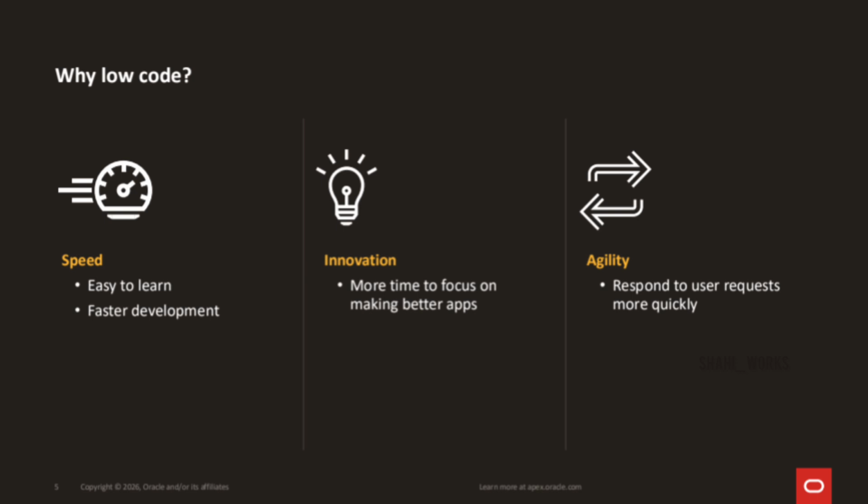So what is low code? I have already mentioned it is low code, meaning that it is rapidly very easy development of the application. Within a day or weeks we can create an application. So speed, it is easy to learn and faster development. Innovation means it takes more time to focus on making the better app. Agility means response to the user request more quickly.